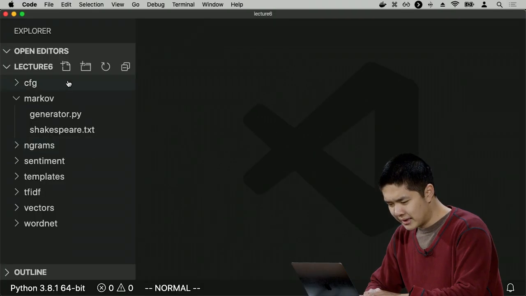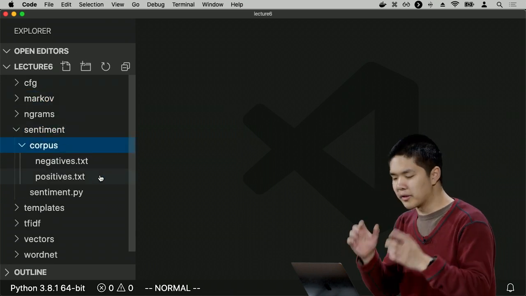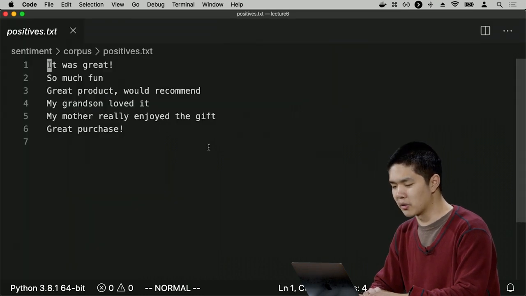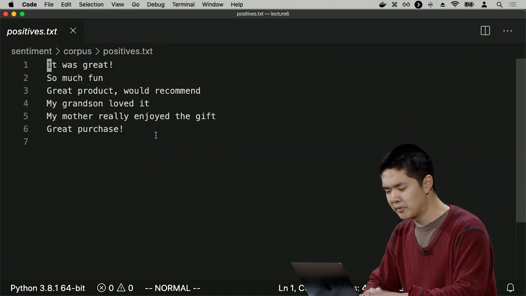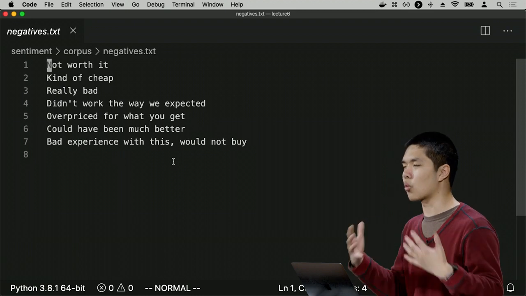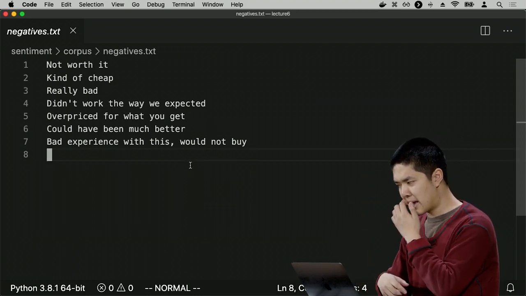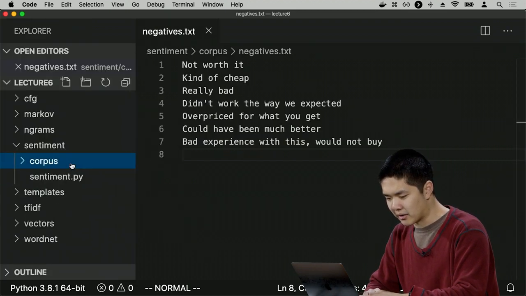What I've done is inside of sentiment, I've prepared a corpus of just reviews that I've generated, but you could imagine using real reviews. I just have a couple of positive reviews. It was great, so much fun, would recommend. My grandson loved it, those sorts of messages. And then I have a whole bunch of negative reviews. Not worth it, kind of cheap, really bad, didn't work the way we expected. Just one in each line, a whole bunch of positive reviews and negative reviews. And what I'd like to do now is analyze them somehow.